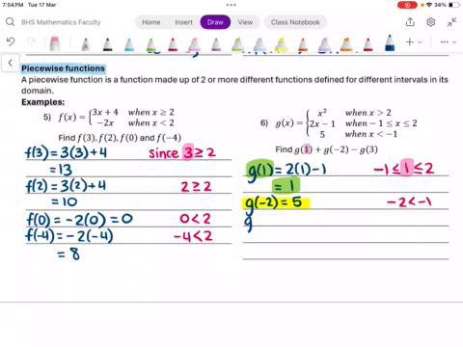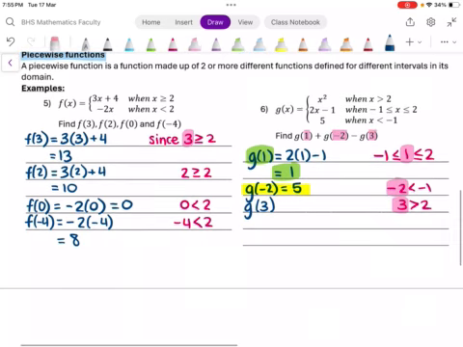Okay, and then we want to find g of 3, and what we have is that 3 is greater than 2. So because 3 is greater than 2, when x is greater than 2, we have x squared. So we'll have 3 squared, which equals 9. So we'll have that g of 3 is equal to 9.